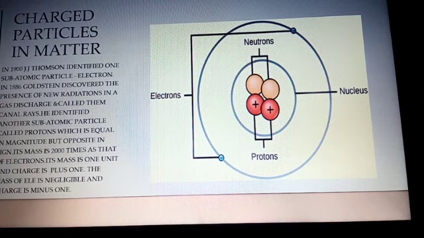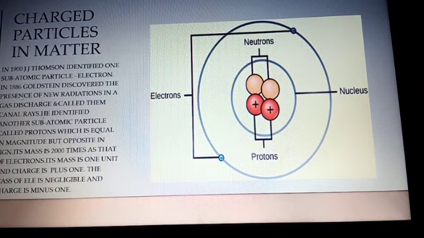So regarding this, in the year 1900, the scientist known as J.J Thomson identified one subatomic particle, that is electron. So J.J Thomson in the year 1900 identified one subatomic particle that is present in the atom, and that subatomic particle he named it as electron. So before J.J Thomson in 1900, there is one more scientist called as Goldstein in the year 1886. He discovered the presence of new radiations in a gas discharge and called them as canal rays.